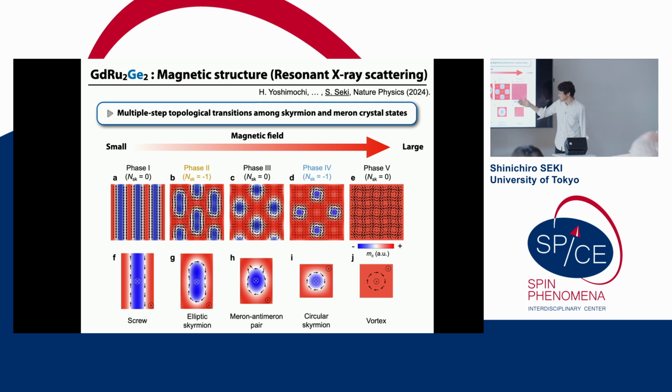And by further increasing the field, once again, the spin swirling manner was flipped, and it turns into the circular skyrmion. And by further increasing the field, finally, the core magnetization direction was flipped, and it turns into the vortex. And in such a manner, by applying the out-of-plane external magnetic field, this compound shows multiple steps of topological transition among the skyrmion and meron crystal states.